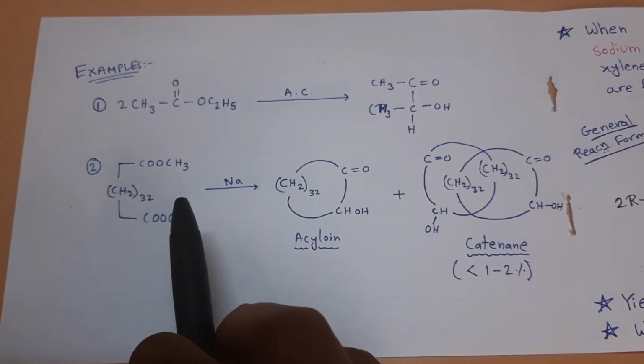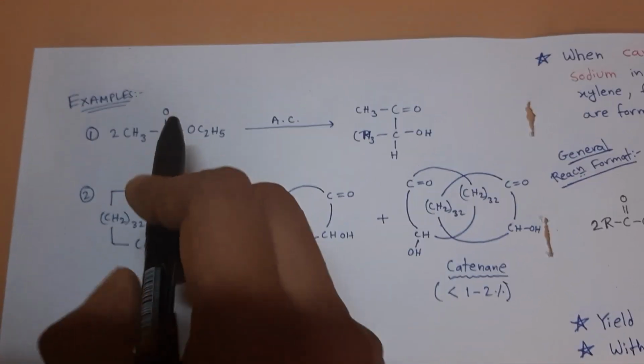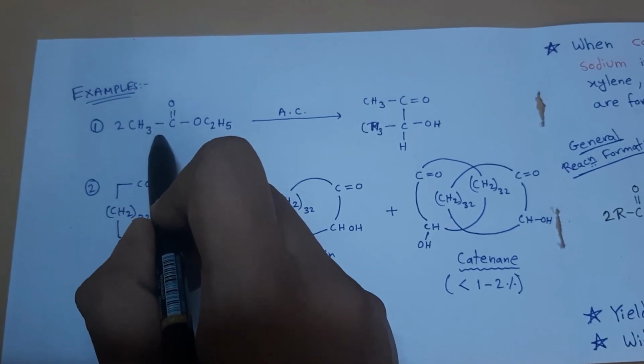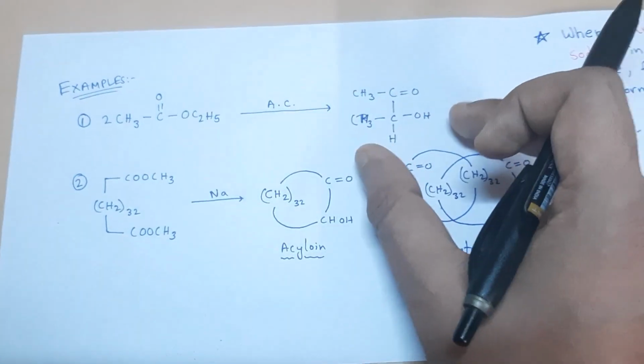Here are some examples for acyloin condensation. The first one is rather simple, like in the place of R we have CH3, and on doing acyloin condensation it becomes this acyloin.